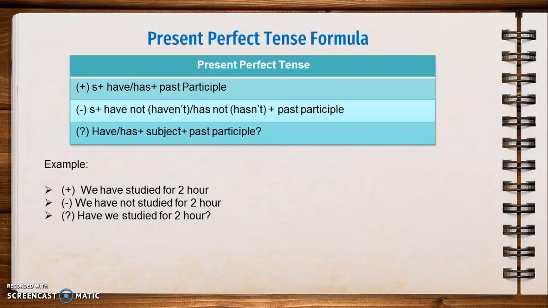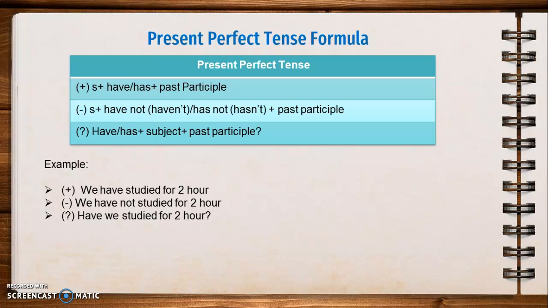For example, for positive sentences, we have studied for 2 hours. Ya, jadi di sini we as subject and then have as the present characteristic, ya, have karena dia we, kemudian studied is verb 3 or participle dari study for 2 hours, ya. Ini kita kurang S, ya.